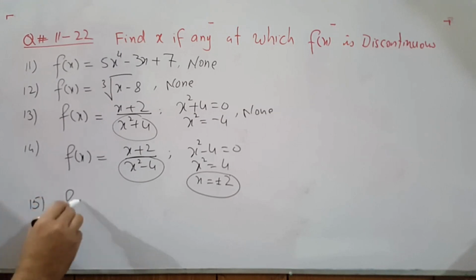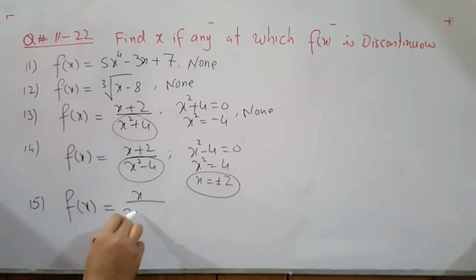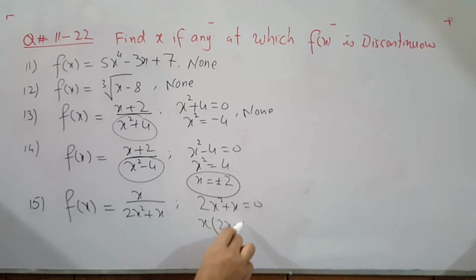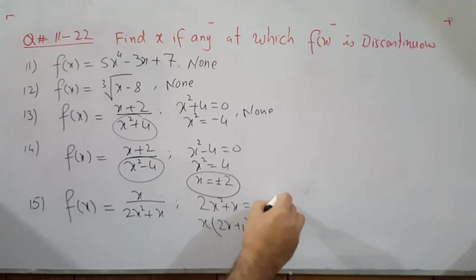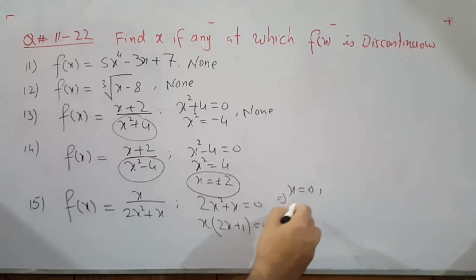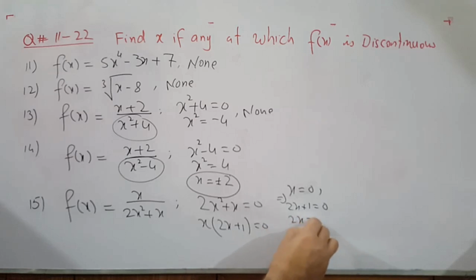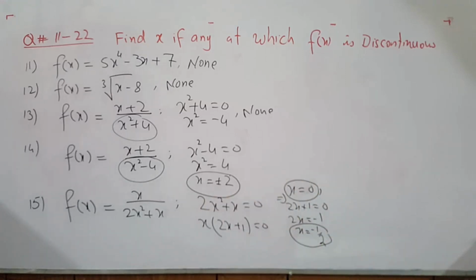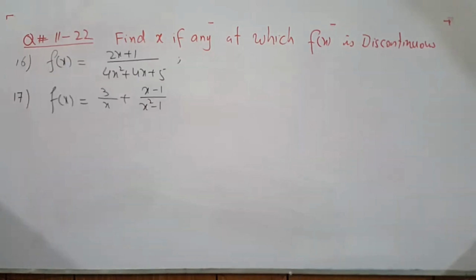Question number 15 says f of x equals x divided by 2x squared plus x. Again, you put the denominator equal to 0. We can take x common, so x times 2x plus 1 equals 0. This implies that x equals 0 and 2x plus 1 equals 0, which means 2x equals minus 1, so x equals minus 1 over 2. So you have 2 points at which the function is discontinuous.